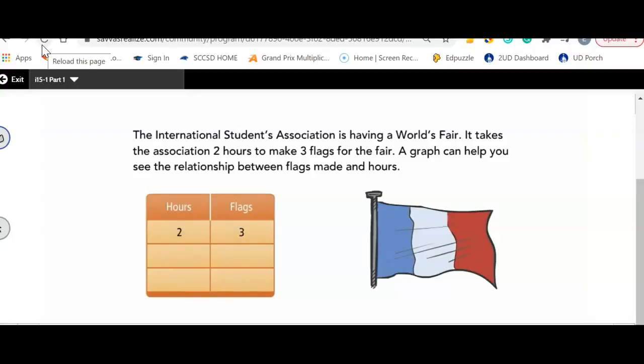First, what I would like for you to do is create a table just like they have over here on the left-hand side. The ratio given to you is 2 hours to 3 flags. I want you to come up with 3 more equivalent ratios. Please show your work. Then graph those ratios in the graph to the right. Are there any questions on what you're supposed to do? 3 equivalent ratios, and then graph them in this graph over here to the right. If you want to talk to people around you, you may.